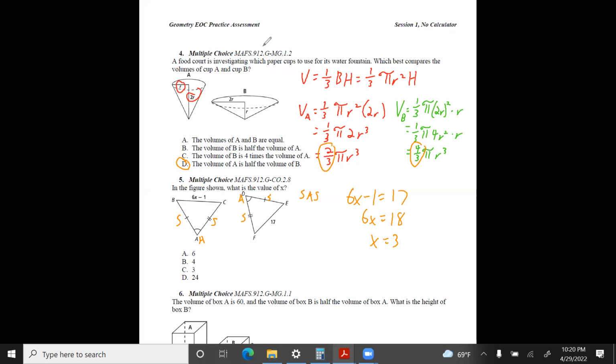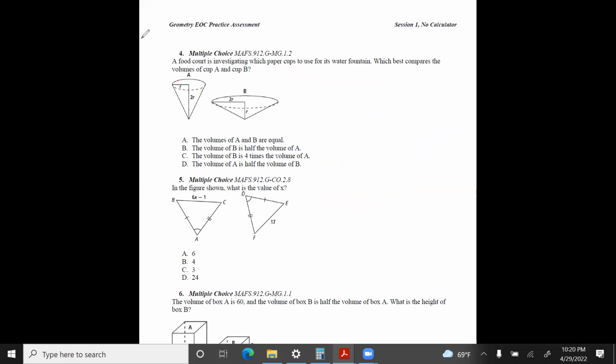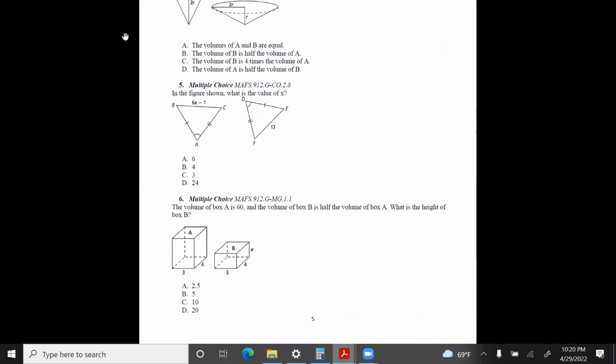All right, moving on to the next part. For number 6, down at the bottom. The volume of A is 60. The volume of B is half the volume of A. What's the height of box B? Really, we don't even need the diagram for box A, because they gave us all the information we need for A, that the volume is 60. Box B is half the volume of A. So, well, the volume for B then must be 30. So this one was 60. This one was 30 for our volume.